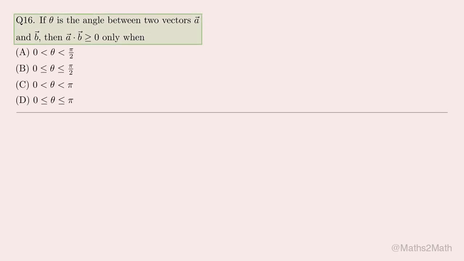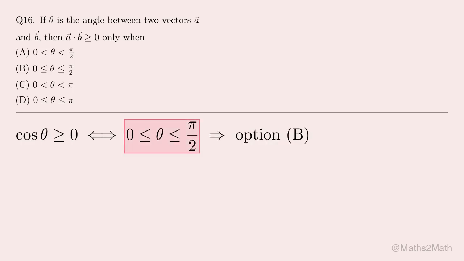Question 16, multiple choice. When is the dot non-negative? Cosine must be non-negative, endpoints included. The dot is proportional to cosine theta, non-negative on the closed interval 0 to pi over 2. Option B.